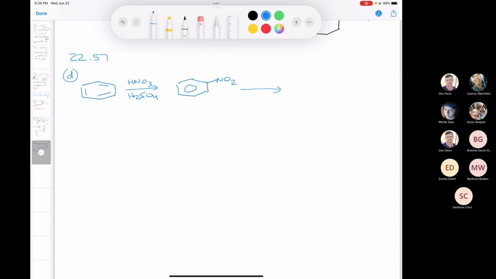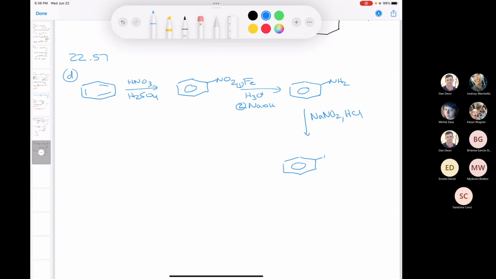The next reaction is a reduction. We're taking it and treating it with iron and H3O plus, and that gives us aniline. So we have aniline like this. And I forgot to put the neutralization step in here. There we go. Next is diazotization. So that's sodium nitrite, HCl. That makes the diazonium ion.